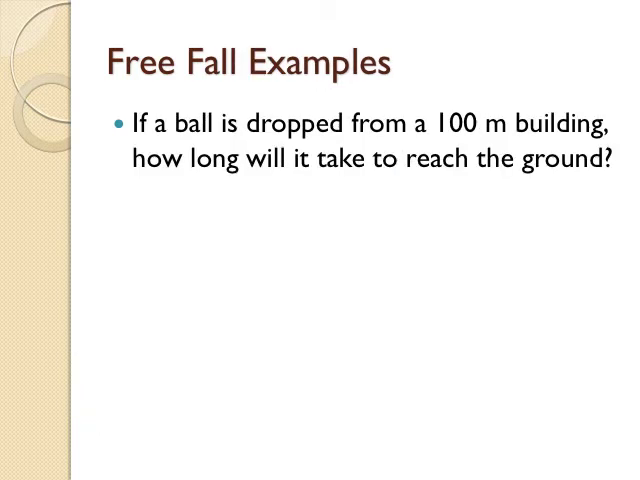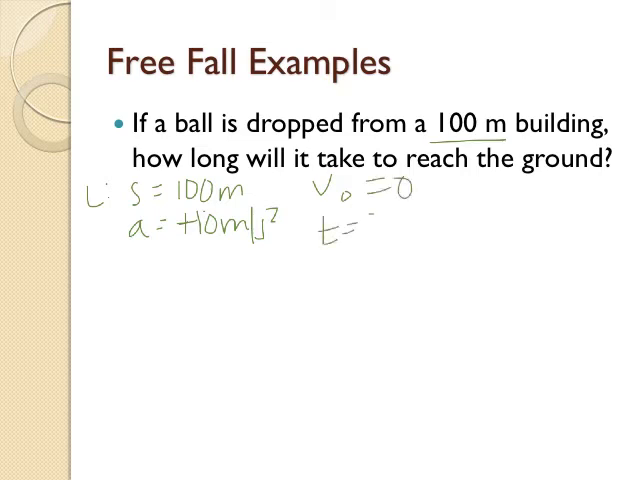If a ball is dropped from a 100-meter building, how long will it take to reach the ground? All right? So, again, it appears like we don't have a lot of information. We know S equals 100 meters. Again, it's dropping, so our acceleration is going to be positive 10 meters per second squared. And it's dropping off of a building. We're not throwing it down with an initial velocity. So again, that's 0. And then our question is t.